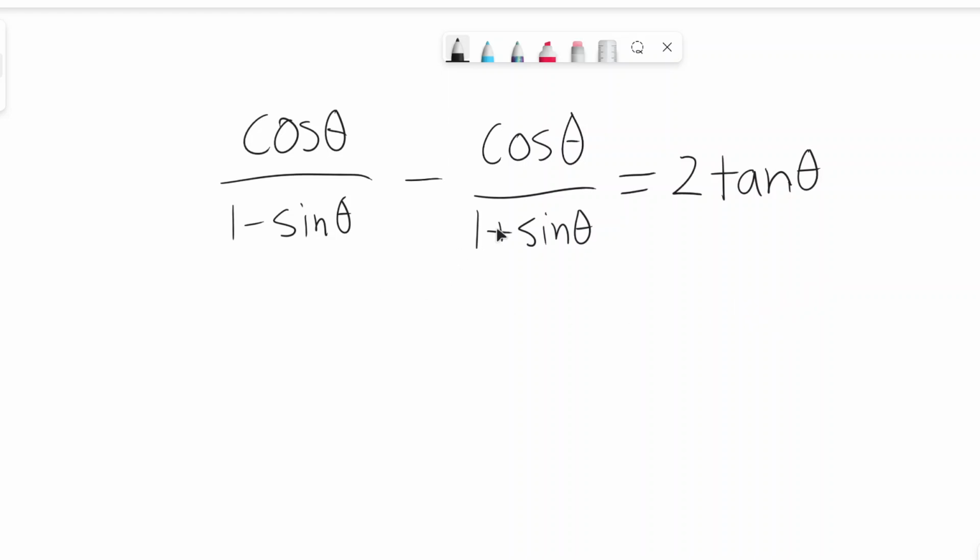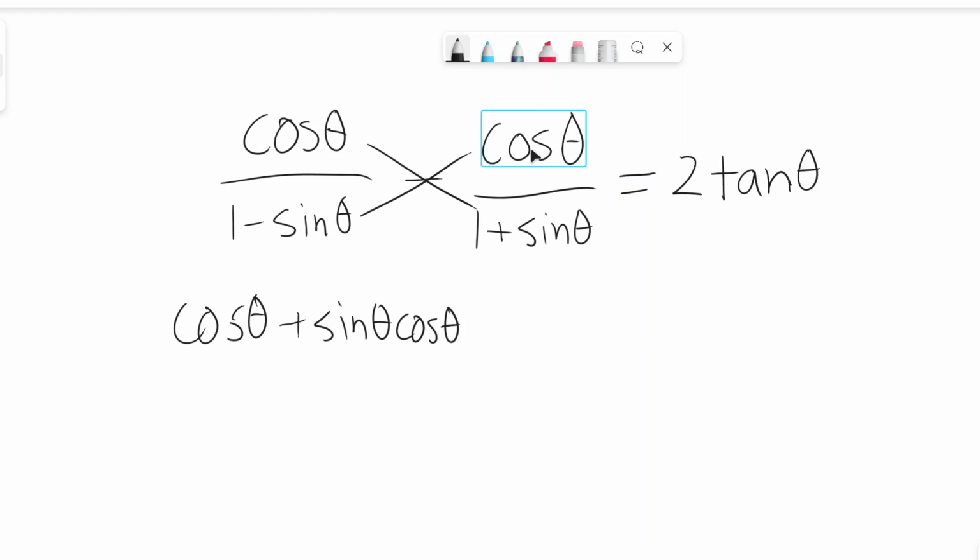Now what I'll notice is that I can multiply both terms by the denominators. So what I can rewrite it as, if I were to multiply it by that and that, cosine theta plus sine theta cosine theta. And here I can say negative cosine. This is not going to be a positive cosine, it's a negative cosine since we have a negative sign here. So negative cosine times 1 is going to be negative cosine. And then negative cosine times negative sine is going to be positive, because remember, a negative times a negative is a positive.